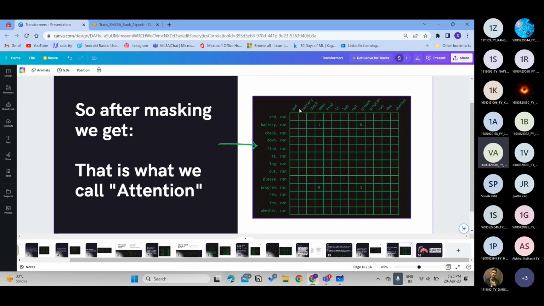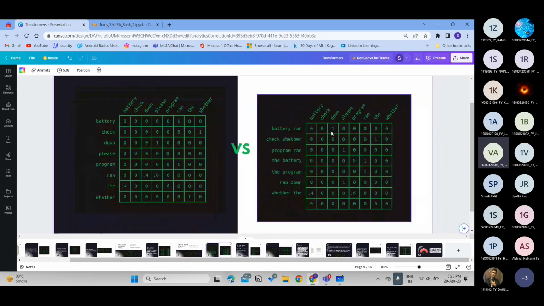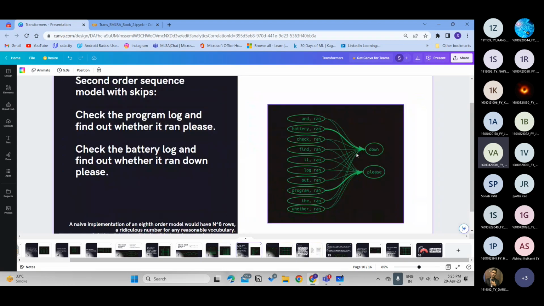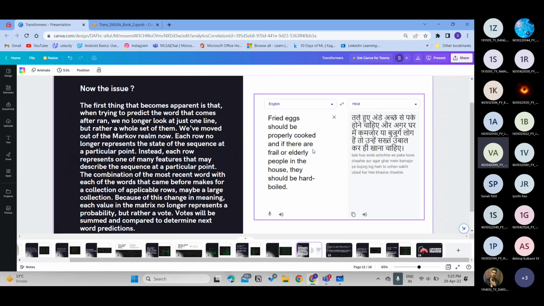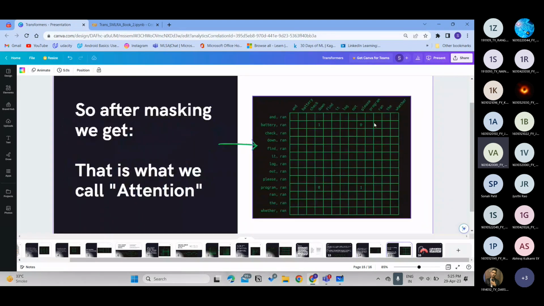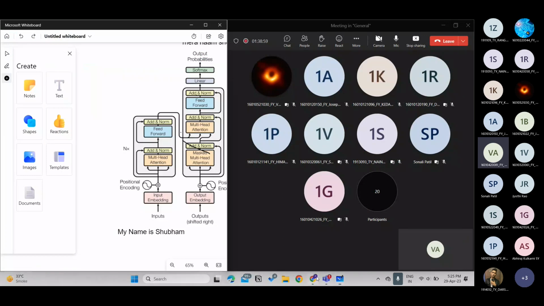So after doing masking, this is what we get. Initially, what we had was these points where there's 0, 1 more there. Then we came to this by having second-order dependencies, having 2 words involved. But after doing masking, we came to this. So as you can see here, battery ran down. Please will not come here. Program ran, please. In this way, it gave the correct output to us. Now let's talk in more depth with coding and with drawing how things are working.